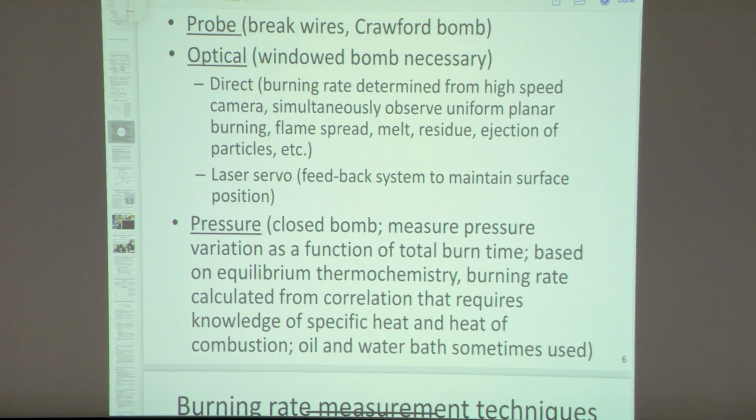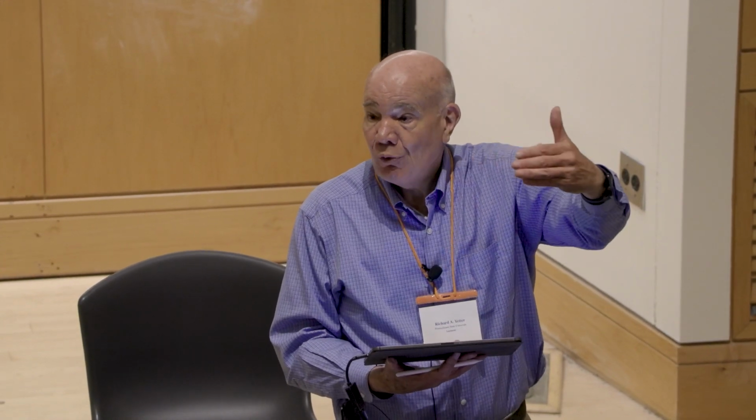Suppose I have a pressure vessel that has a certain volume, and I put my propellant inside, I ignite it. Since it's releasing gas, I can basically measure how fast the pressure changes in that vessel. Now, when I do that, it becomes a little bit more complicated because I have to have a little bit of a modeling analysis, and I have to make some assumptions because I have to know what gas is being formed from the burning process.